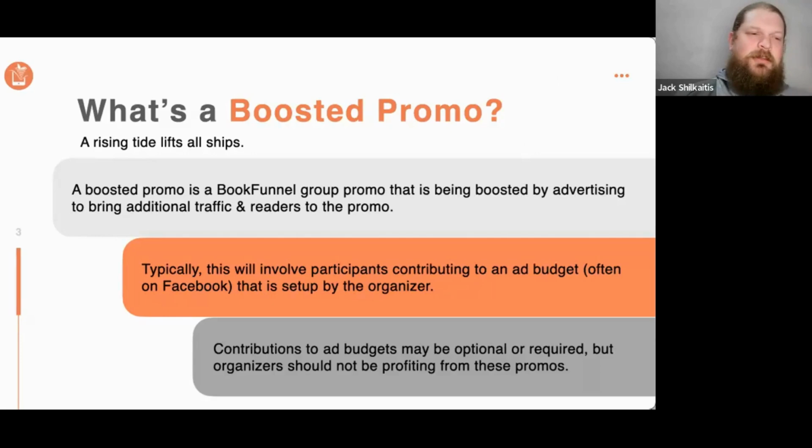And so if you feel appreciation, and you wanted to send a gift to a promo organizer, of course, you'd be free to do that. But that's different from a boosted promo. This is something totally different. If you're contributing to a boosted promo, you're contributing to that ad budget. So anything that is for that purpose should go to those ads.